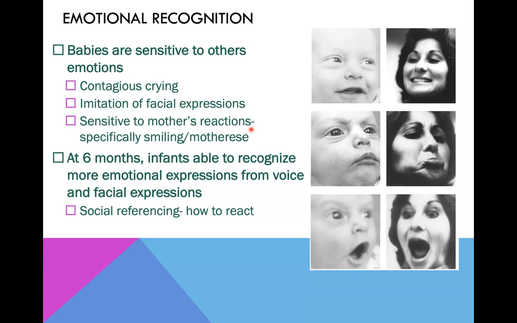And so at this stage, if they roll over and let's say they hit their head, then they'll look at the mom or the dad. And if the mom goes, "Uh-oh," or has a scared face, then the baby will start crying. Or if the baby rolls over, hits his head, and looks over at the mom, and the mom is smiling and says, "You're okay," in a happy voice, the baby smiles and moves on, right?